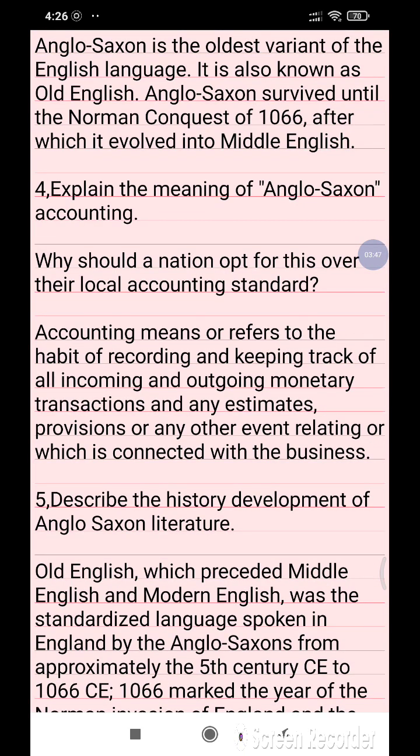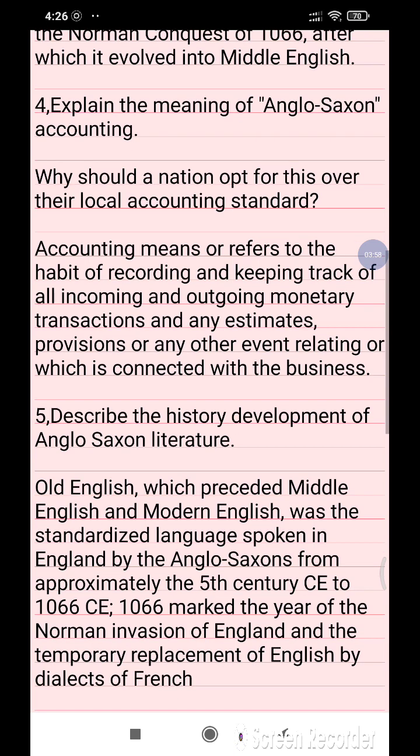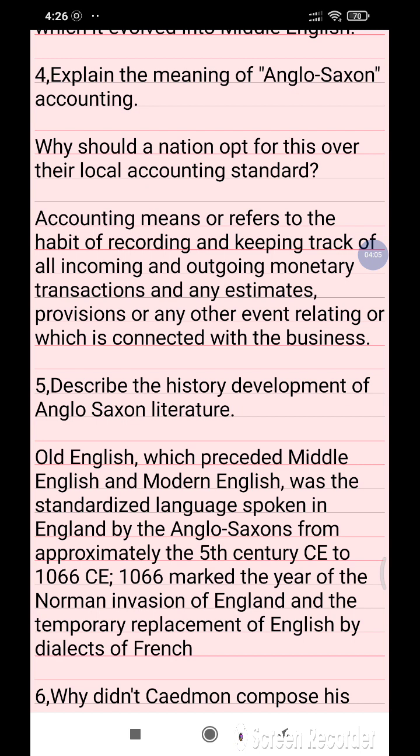Explain the meaning of Anglo-Saxon accounting. Why should a nation opt for this over their local accounting standard? Accounting refers to the habit of recording and keeping track of all incoming and outgoing monetary transactions and any estimates, provisions, or any other event connected with the business.